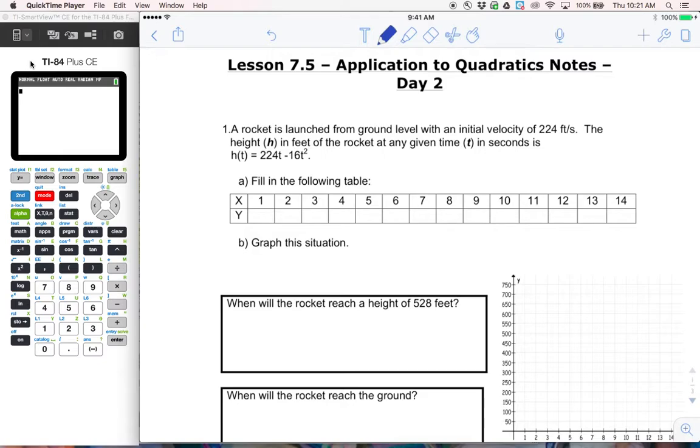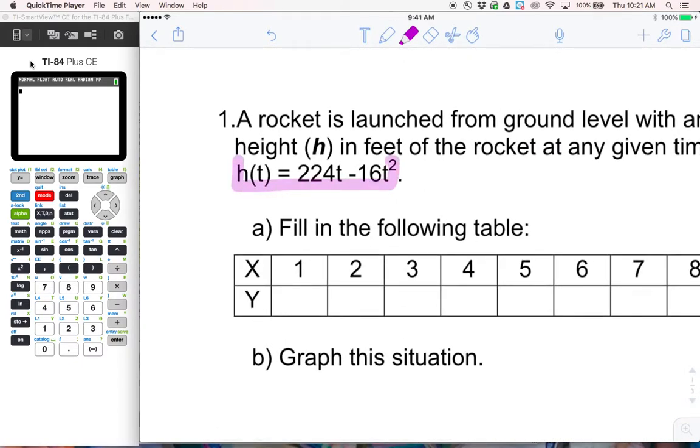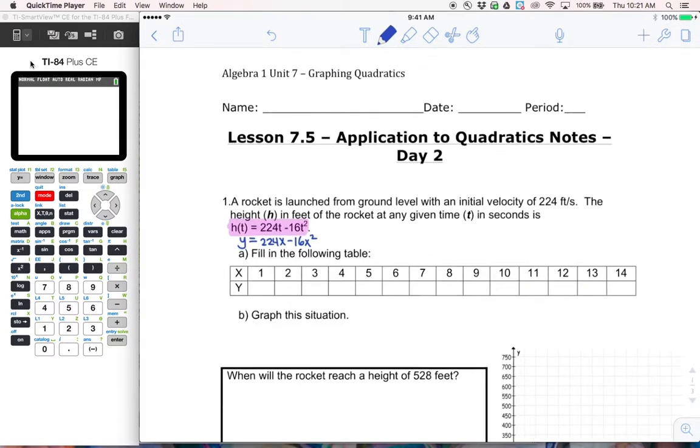is about a rocket. A rocket is launched from the ground with an initial velocity of 224 feet per second. The height, h, in feet of the rocket at any given time, t, in seconds is, and then we get to the really important part of this: they give us an equation. For all intents and purposes, this is the same as y equals 224x minus 16x squared.